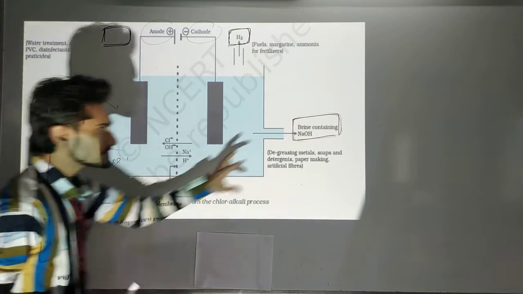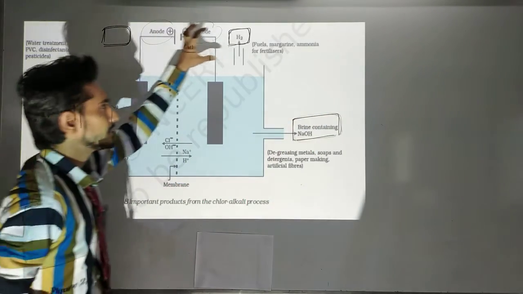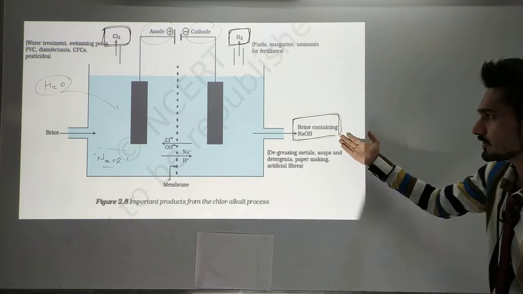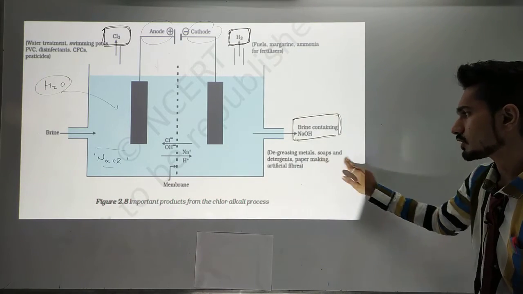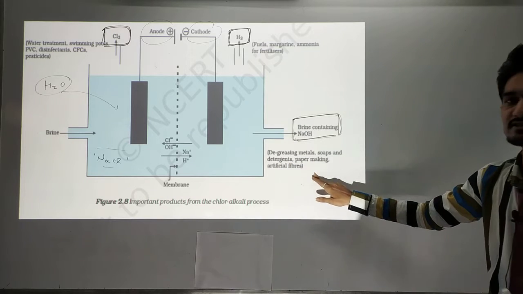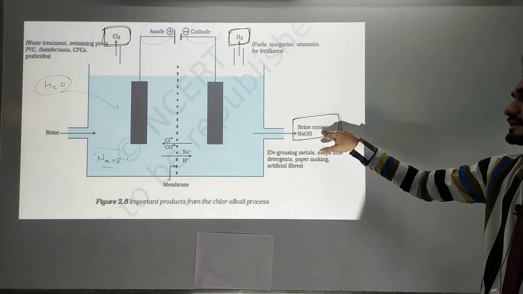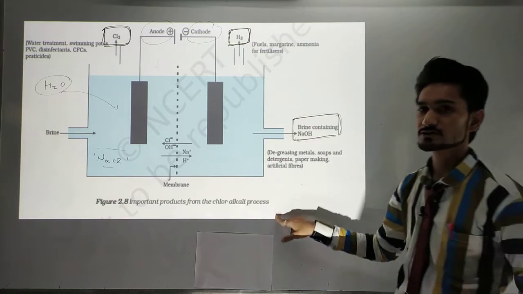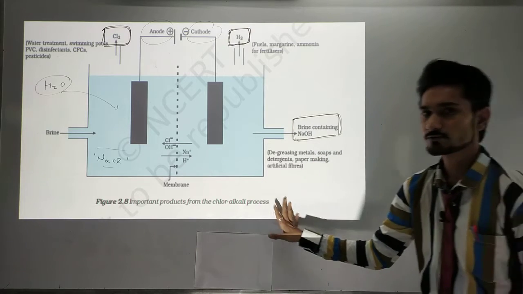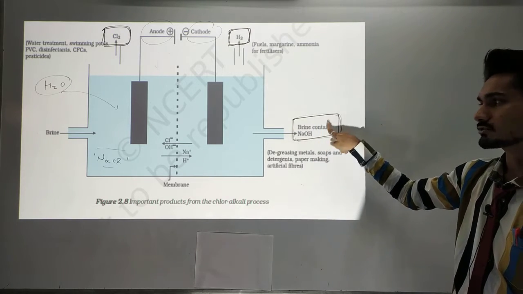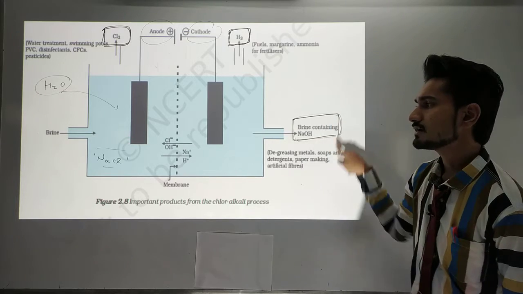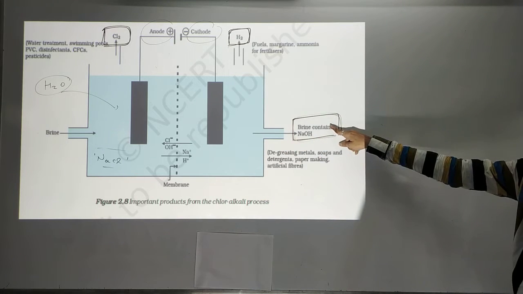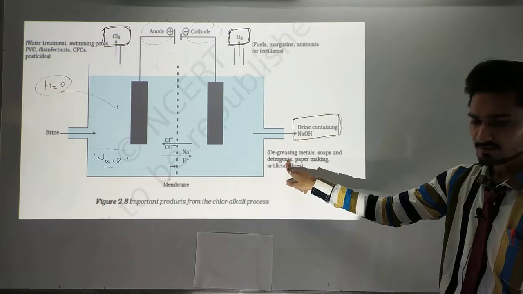Now we are going to use this sodium hydroxide, chlorine and hydrogen where it is written here. So we are using the sodium hydroxide in metal, soaps, detergent, paper making and artificial fiber. All these products need sodium hydroxide. Without the sodium hydroxide, I cannot make these products. So if I want to make these products, what do I have to do? I have to get the sodium hydroxide, and it is available whenever we do the chlor-alkali process. Then and only then I get this product, and it will be used in these things.